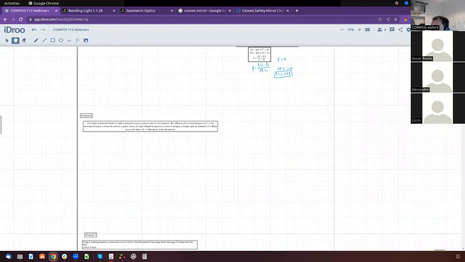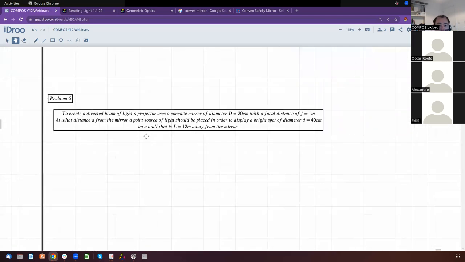Okay, next question. To create a directed beam of light, a projector uses a concave mirror of diameter 20 centimeters with a focal distance of 1 meter. At what distance A from the mirror should a point source of light be placed in order to display a bright spot of diameter 40 centimeters on the wall that is 12 meters away from the mirror?